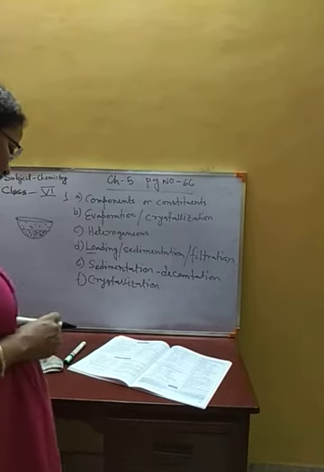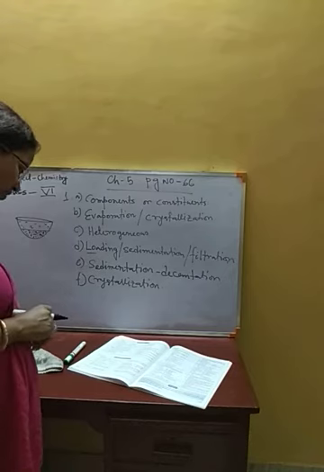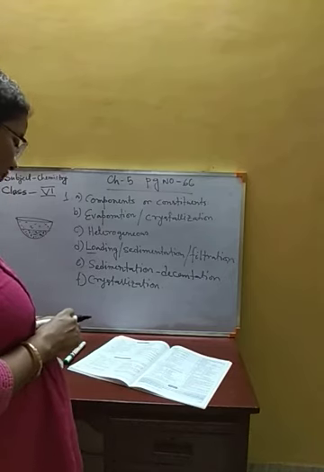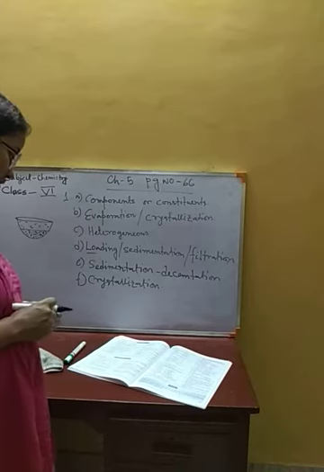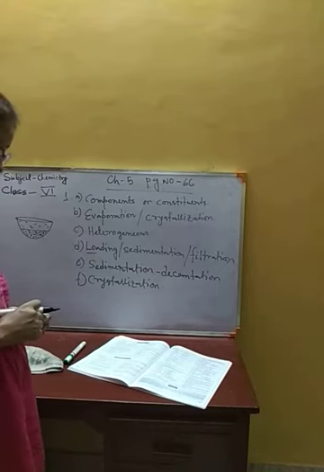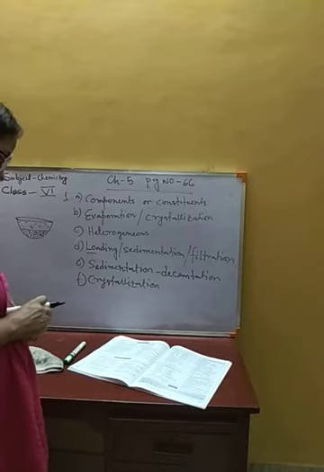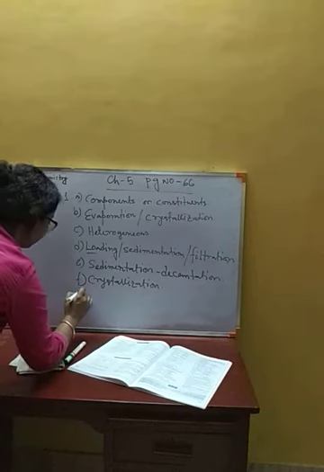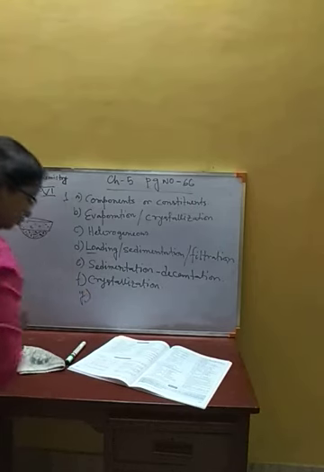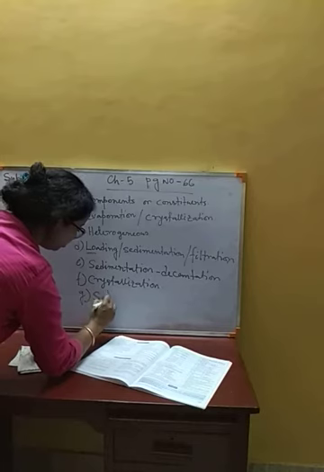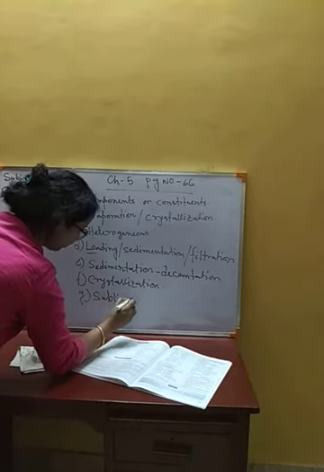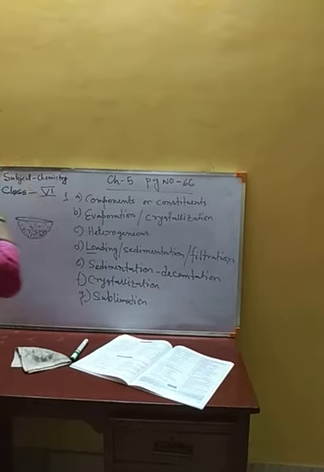Okay, next question number G. Ammonium chloride can be separated from common salt by the method of dash. This will be sublimation. Here ammonium chloride will show sublimation, whereas common salt will not show. That's why we can use this technique to separate these two.